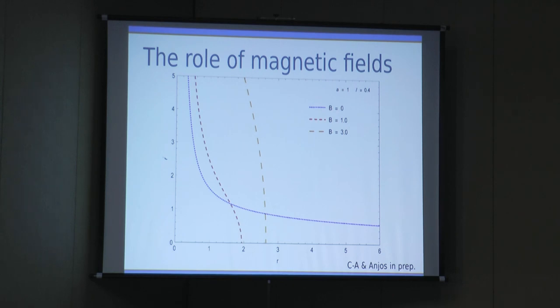It's the situation I explained before. The velocity of these particles blows up as well with magnetic fields. But we saw that for strong magnetic fields, this could not happen.